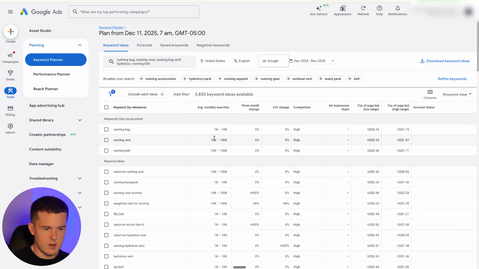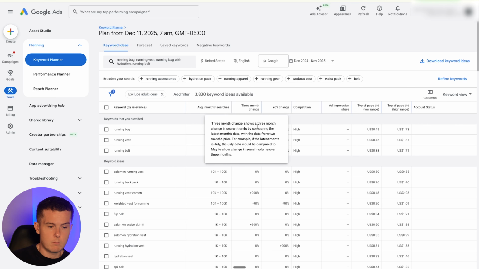But first of all, I want to show you what information Google give us in relation to some of these keywords. So the first thing that it does is give us an average monthly searches. So it gives us a range. So running bag is 1 to 10,000 monthly searches, running vest 10 to 100,000 monthly searches, running belt is the same, and so on and so forth.